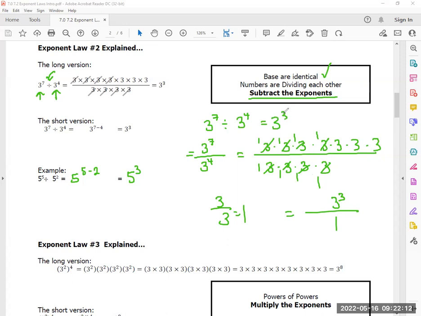So here's my explanation. You could write it out if you want to. You can memorize the rules if you want to, but it doesn't change anything. It doesn't change the answer.